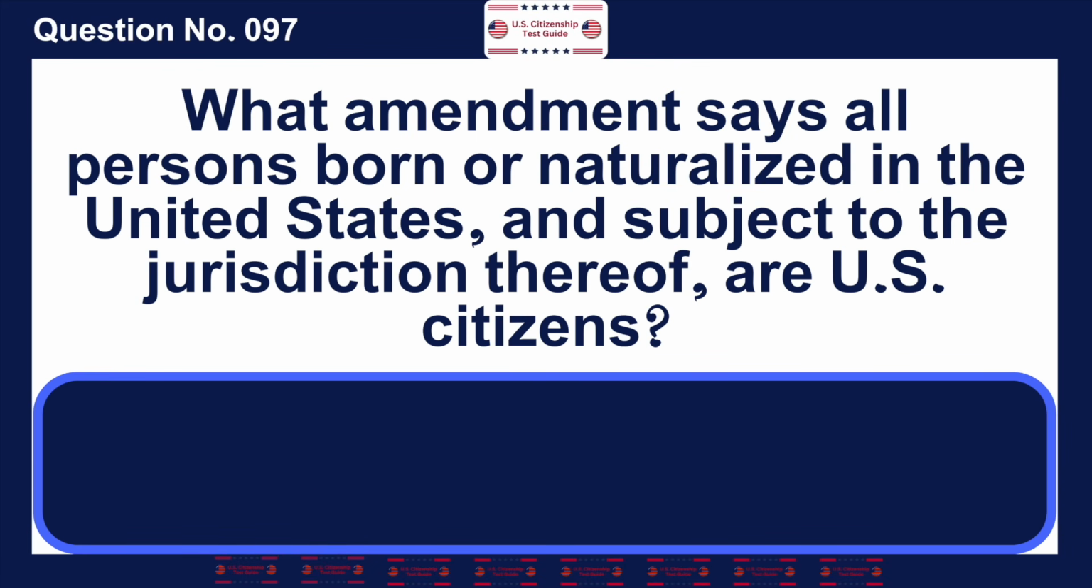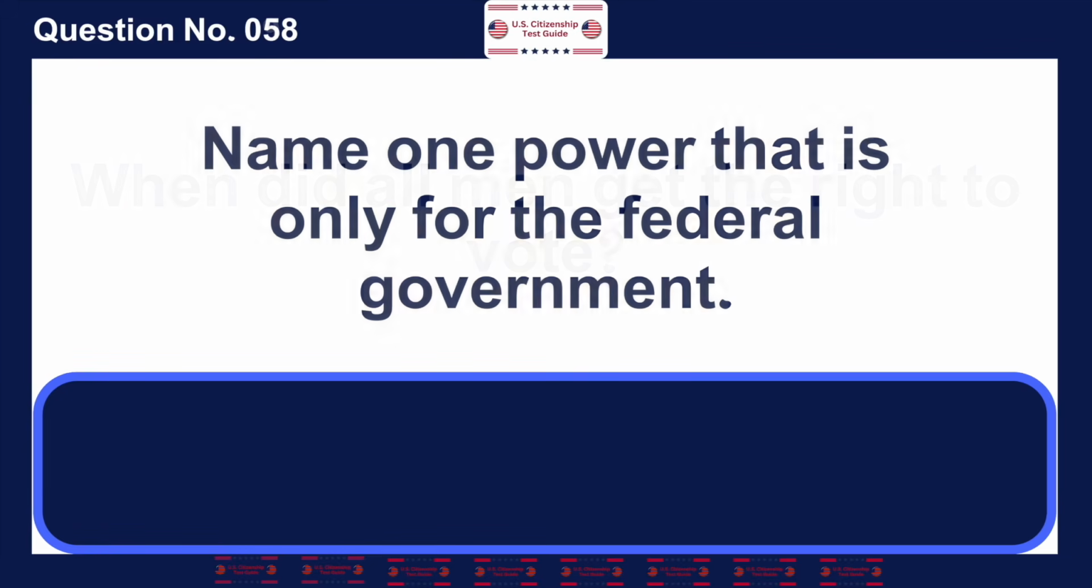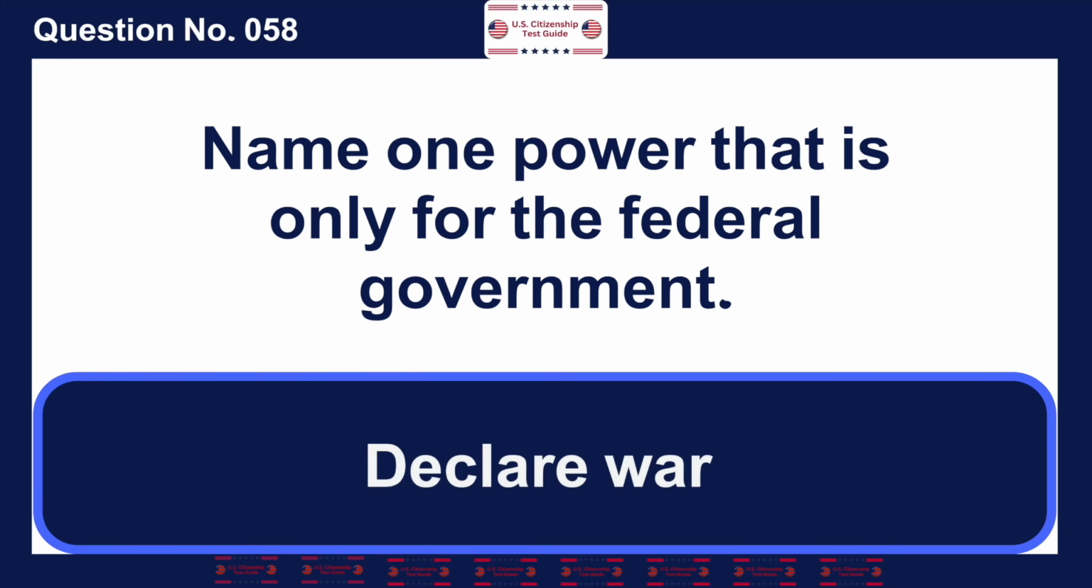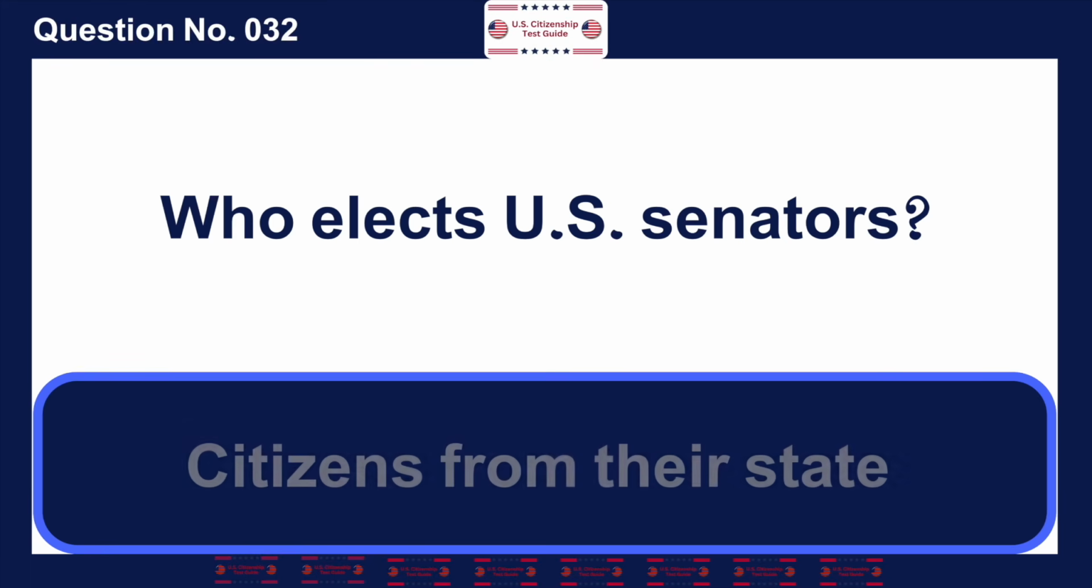What amendment says all persons born or naturalized in the United States and subject to the jurisdiction thereof are U.S. citizens? 14th Amendment. Name one power that is only for the federal government. Declare war. Who elects U.S. senators? Citizens from their state.